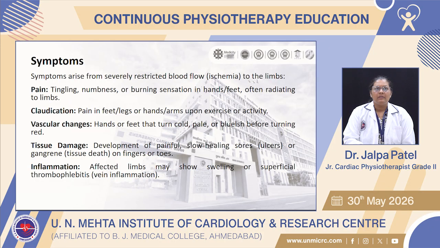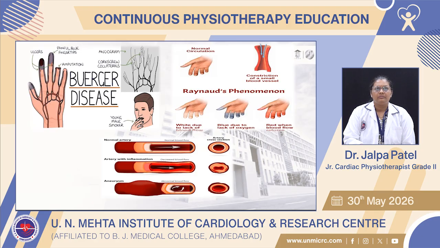Symptoms are pain, claudication, vascular changes, tissue damage and inflammation. These are the pictures of Buerger's disease. In these we saw ulcers and painful blue fingertips, and as a surgical procedure we do amputation.